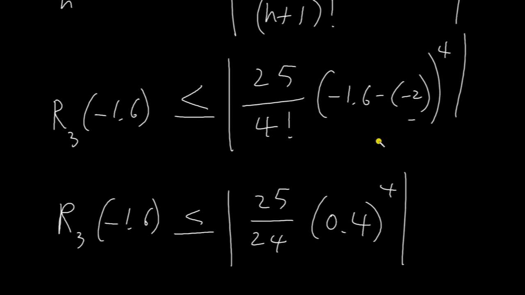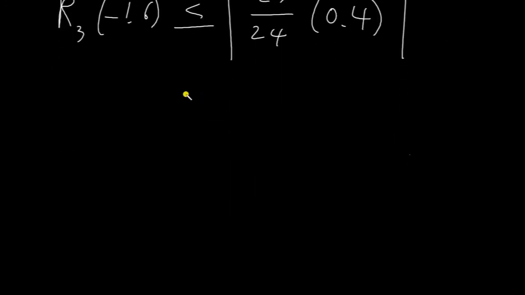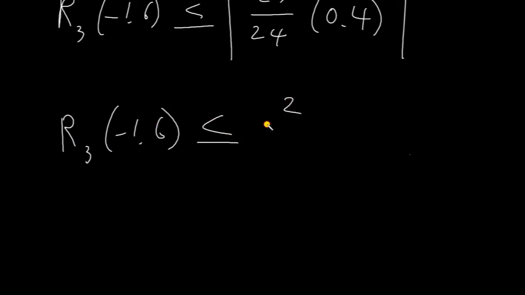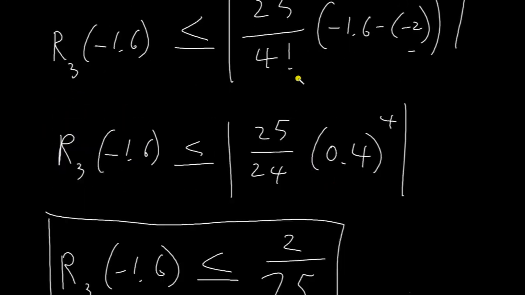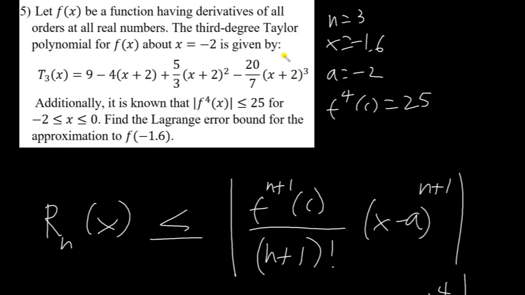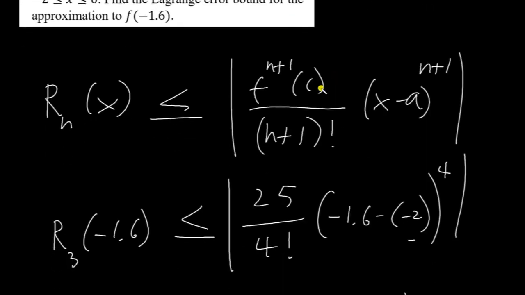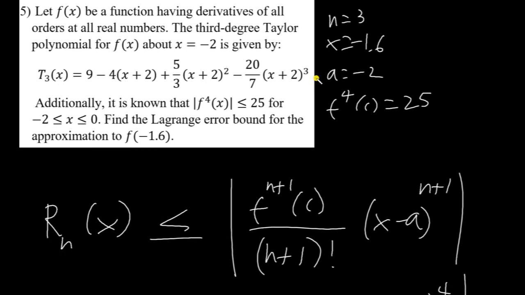So we take this, put it in our calculator, we will get that the remainder is less than or equal to 2 over 75, there we go. Okay, that was a really simple question about the Lagrange error bound. Notice that we didn't even look at the function at all. That was completely extraneous. Anyway, so we're done with question 5. Let's move on to the final 6th question.